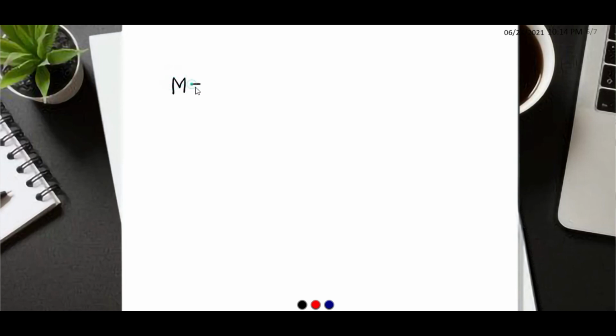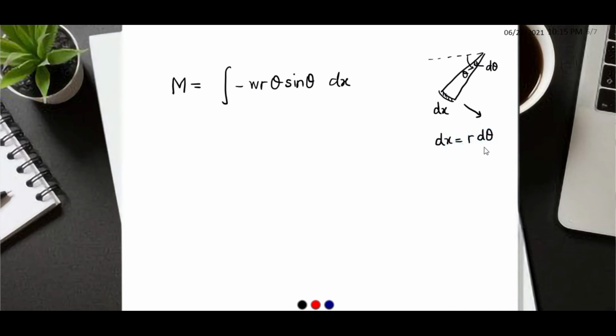So M equals integration of V, which is minus w r theta sine theta, dx. Now what is dx? See, if we consider a small element, this is dx in this direction, and this is making theta, and this small angle is d theta. So using the arc and radius relationship, we can write dx equals r d theta.